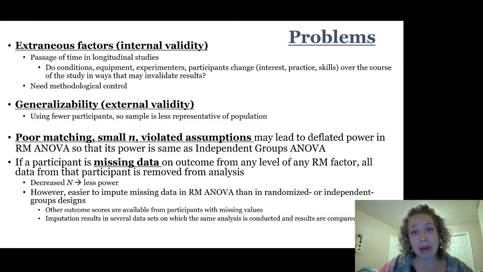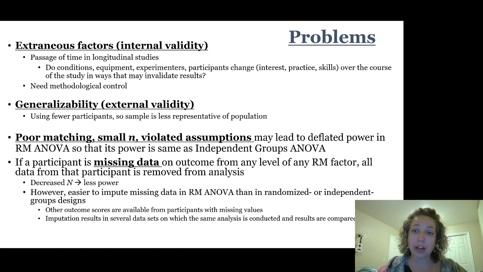And when we have dropout with ANOVA methods, it's a big problem. And the reason is we have to have complete data. If we have 4 time points and someone only has 3 of them, we can't use them at all. If we have 3 conditions and someone does the first, gets dizzy during the second one, and can't do the last one, we can't use them at all.